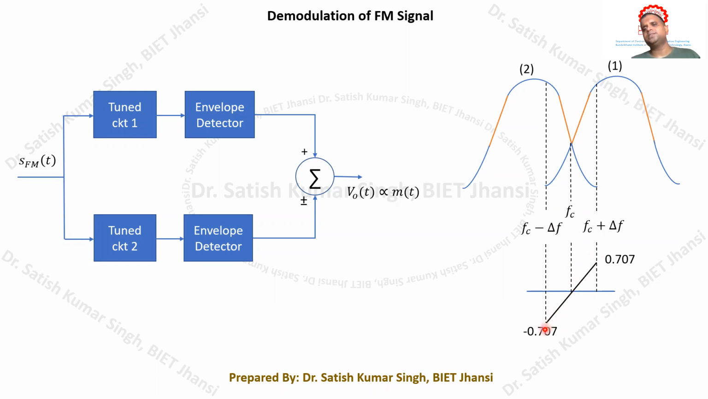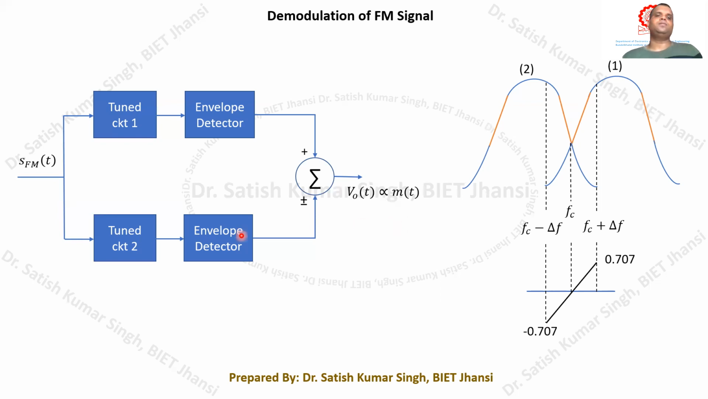So basically the value that we are going to get ranges from minus 0.707 to 0.707, negative to positive. Within this section, the characteristic will be almost linear. Therefore we will be able to generate the actual characteristics that we want for the demodulation of the FM signal. So this way, I hope you are able to follow.